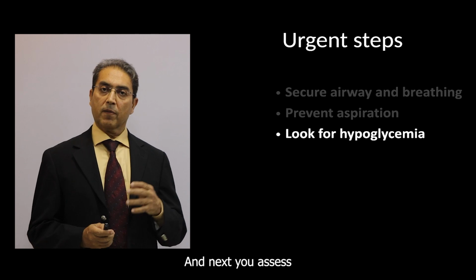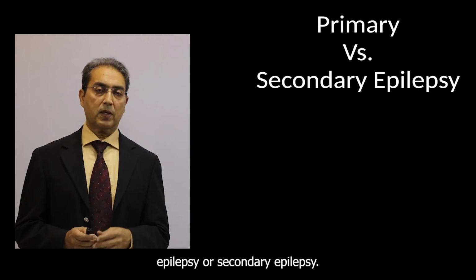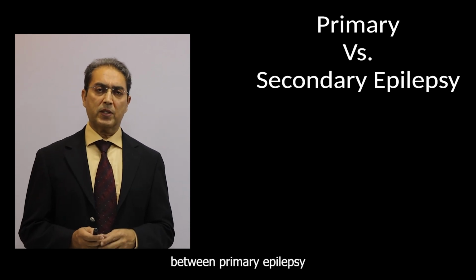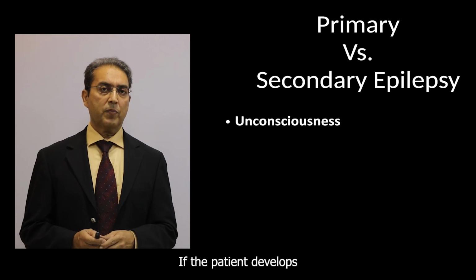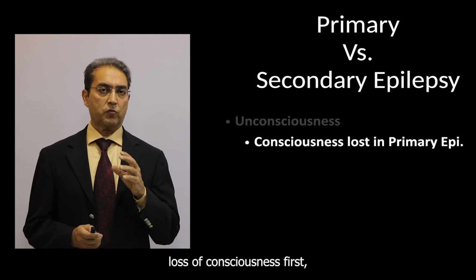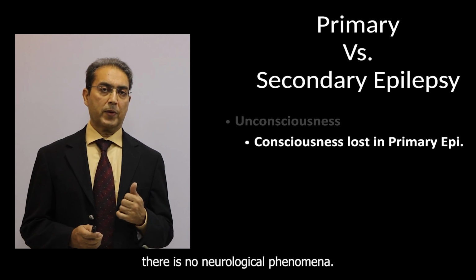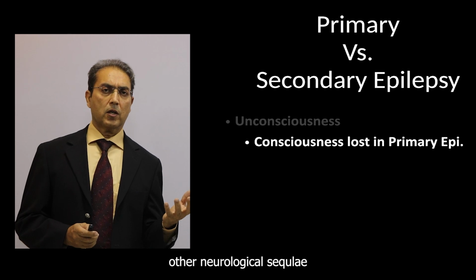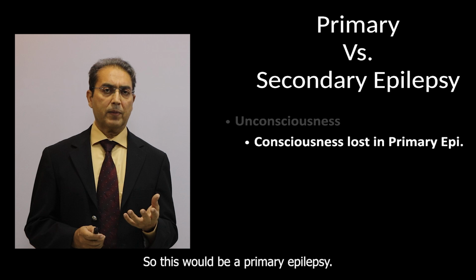And next you assess whether this epilepsy is primary epilepsy or secondary epilepsy. The important differentiating feature between primary epilepsy and secondary epilepsy is the loss of consciousness. If the patient develops loss of consciousness first, this is primary epilepsy. That is, there are no neurological phenomena; the patient becomes unconscious and then subsequently has other neurological sequelae or manifestations. So this would be a primary epilepsy.